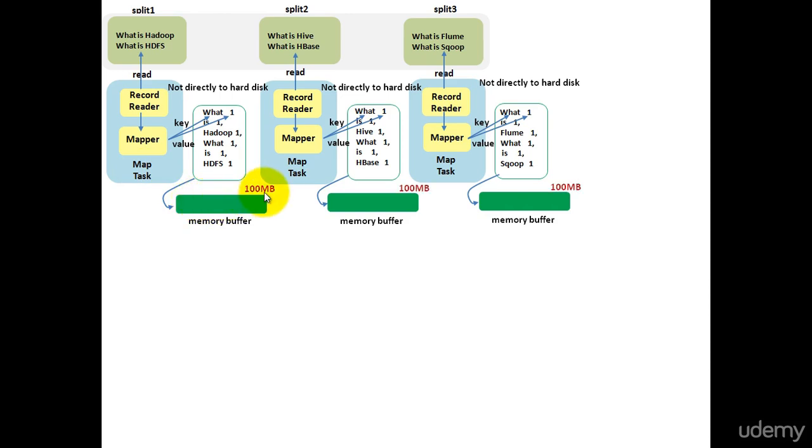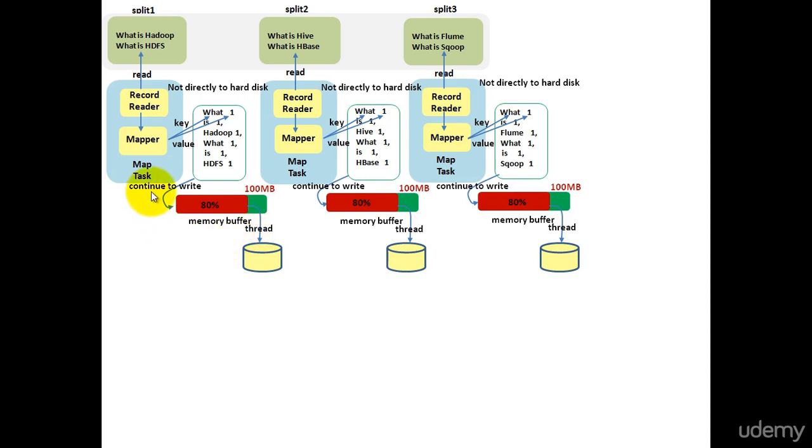By default, 100 MB of memory buffer is allocated for each map task. When 80% of the buffer is consumed, these records are spilled to the disk. Spilling is done by a separate background thread. As a separate background thread is spilling the records to the disk, map output is not blocked. Map will continue writing records to the buffer. But if the buffer is completely filled, then the map will block until the spill is complete.